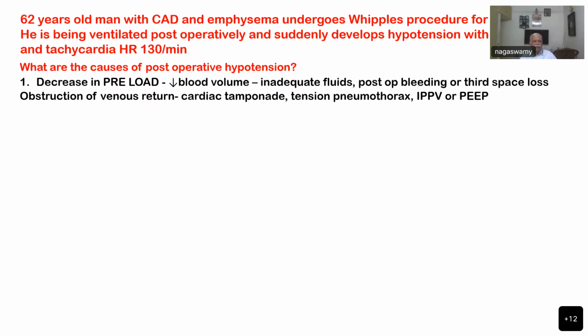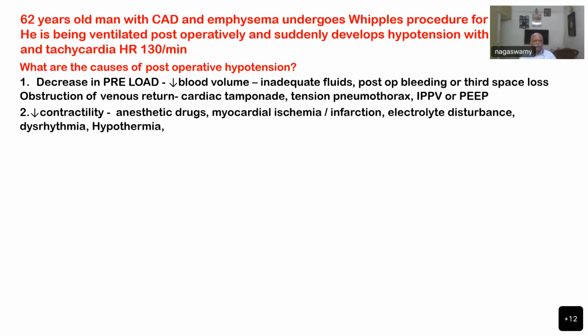The first thing is decrease in preload. Supposing there is a decrease in blood volume, either you have not given enough fluids, or there is postoperative bleeding, or there is a third space loss, or obstruction to venous return in the form of cardiac tamponade or a tension pneumothorax, because he is being ventilated. There may be an IPPV or a PEEP. So all these things decrease the preload coming to the heart, which may be the cause of hypotension, number one.